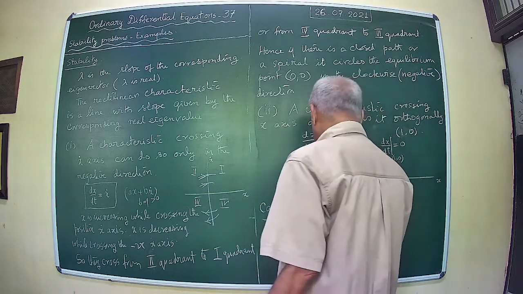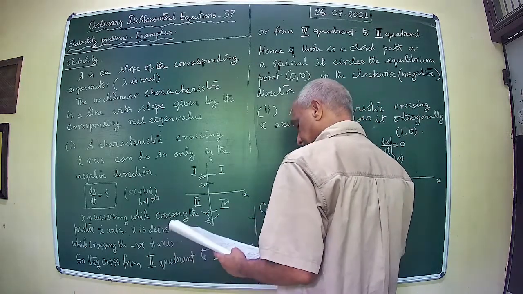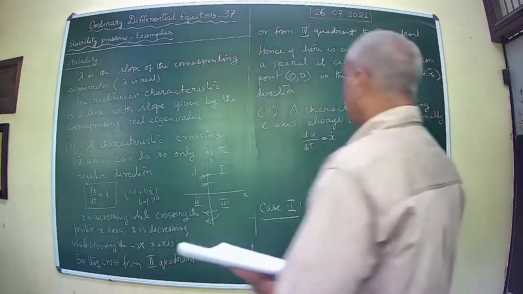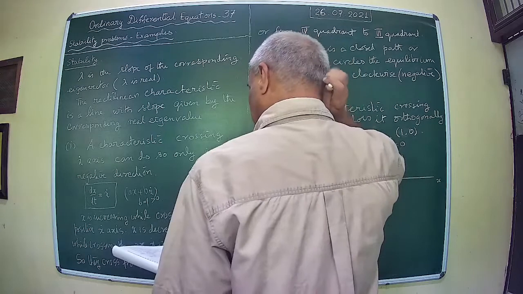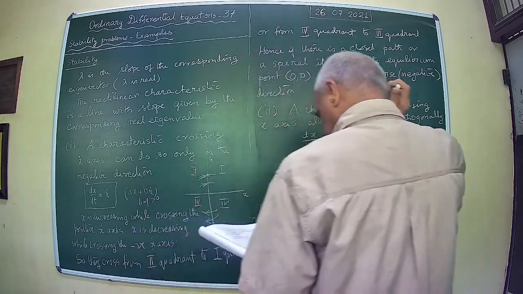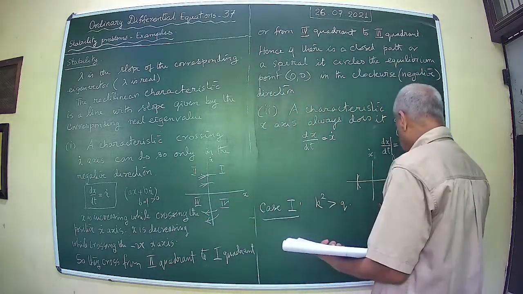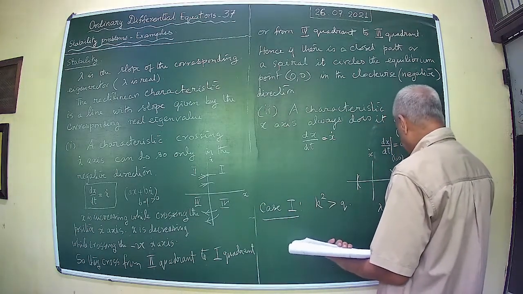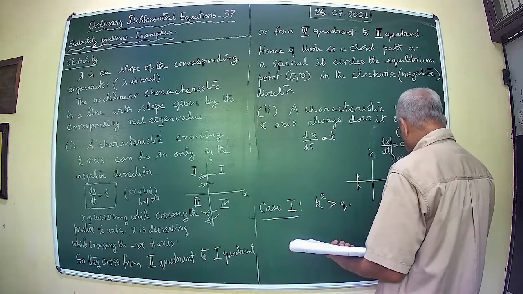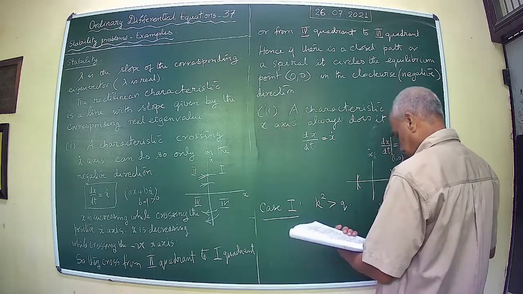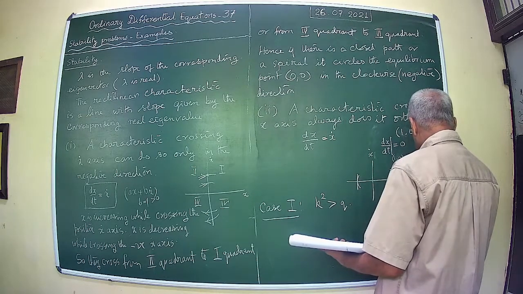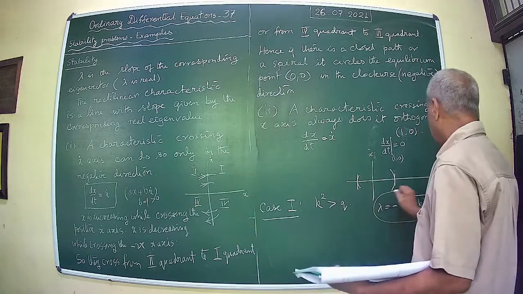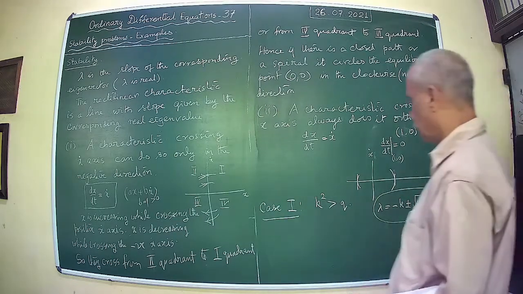We take the case where k square is greater than q. K square is greater than q means what are the roots of the characteristic polynomial? The characteristic equation gives the roots lambda equal to minus k plus or minus square root of k square minus q, corresponding to plus and minus, two roots are there.